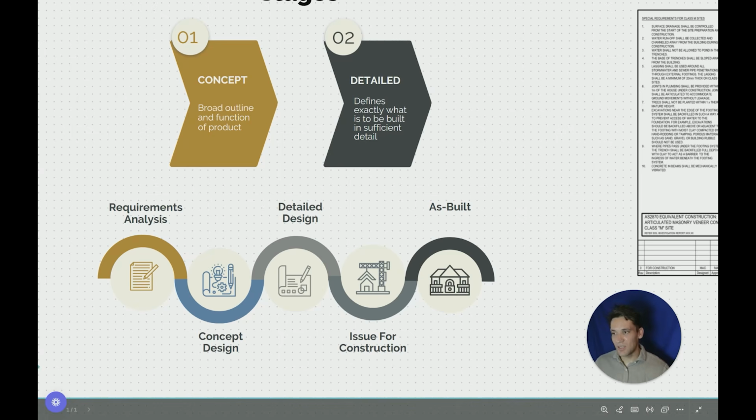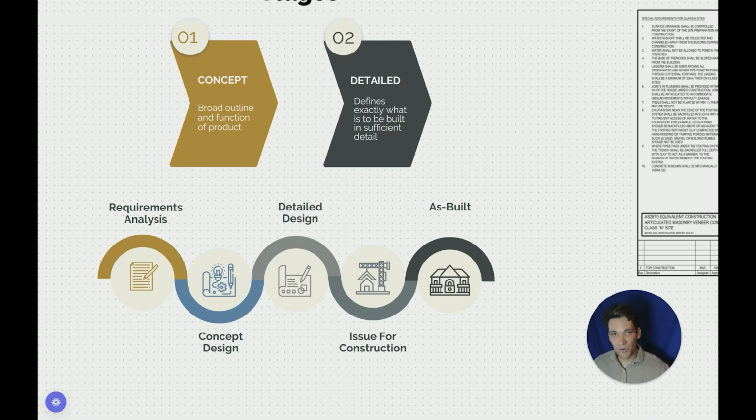They then develop a concept design, which is a broad outline of the project that shows roughly what they want to build, the layouts, the general technical requirements. Then goes into the detailed design phase where we develop the detailed specifications and drawings, which take it to issue for construction, which is when we can hand over the drawings to the construction team. And then finally the as-built stage, where we hand over the as-built drawings, capturing all the changes made during construction.